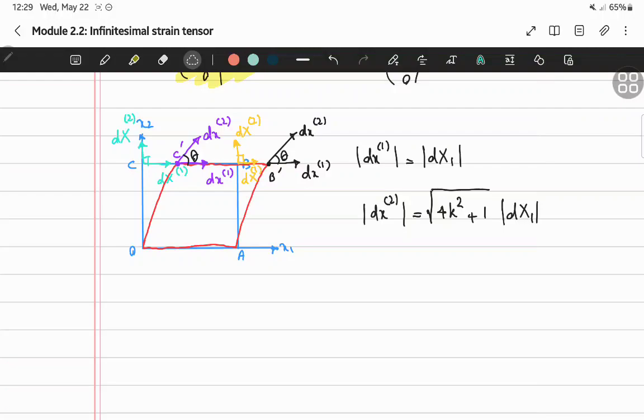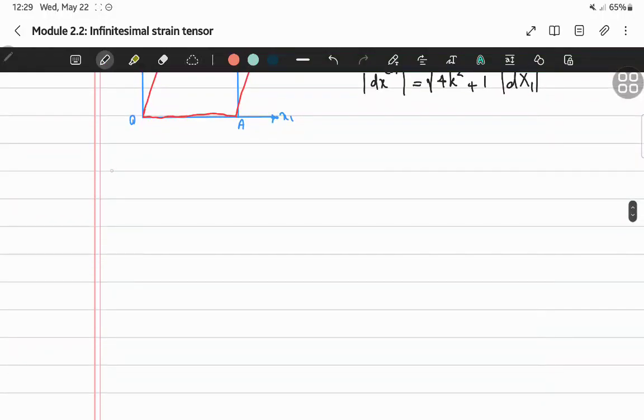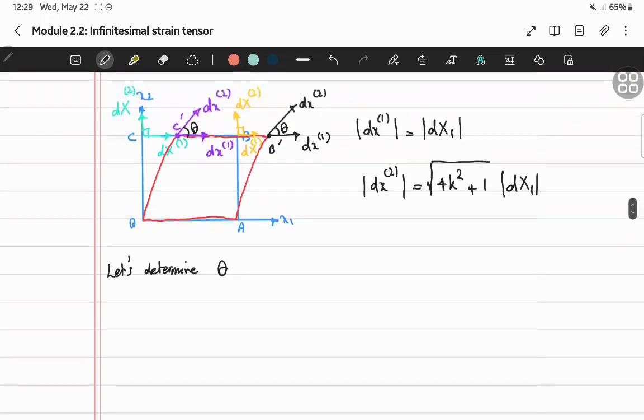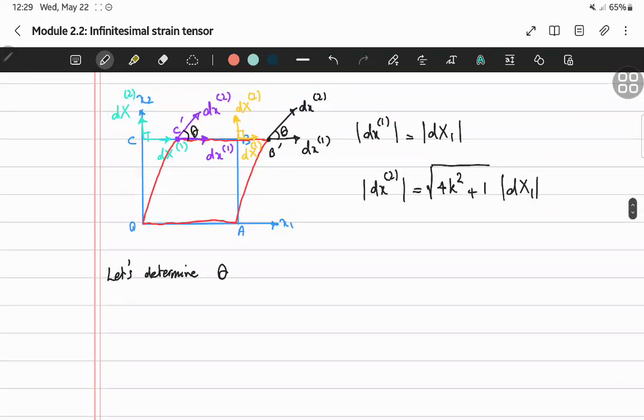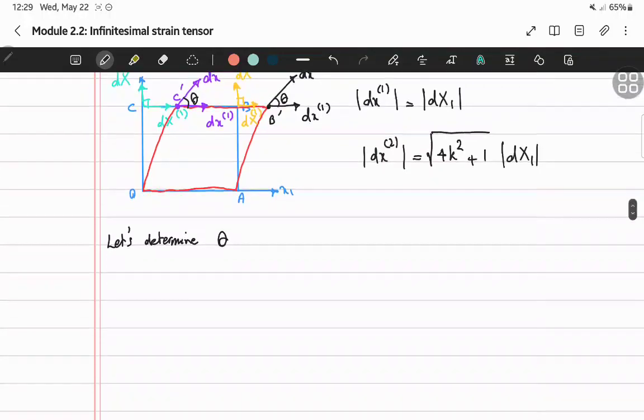So now suppose we want to determine theta. Theta is the angle between the two vectors in the deformed configuration, or the current configuration. What we use is the dot product of the two vectors. So a dot b is equal to the magnitude of a and b, and then the cosine theta.